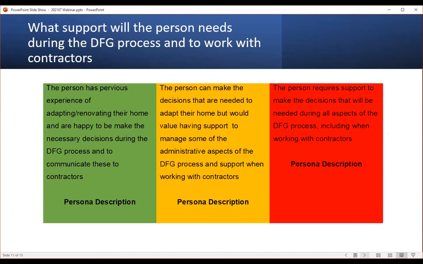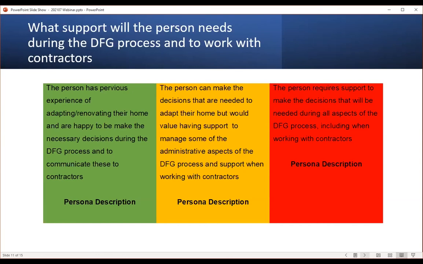Amber, where somebody might need support, is where the person can make those decisions, but they want some support in different aspects of administrating the different bits of the DFG, and may need some support with working with contractors. And then the red flag is where somebody needs support to help them make decisions during the different aspects of the DFG process, or all aspects.